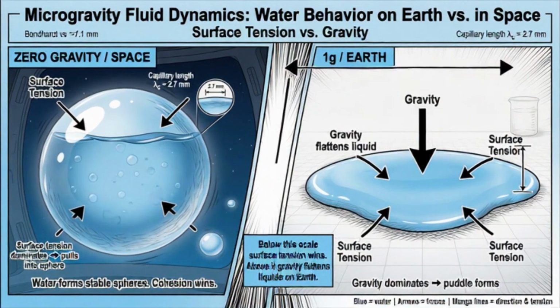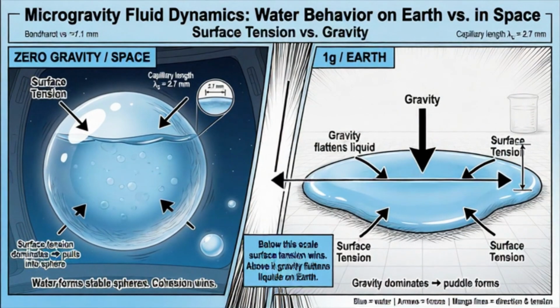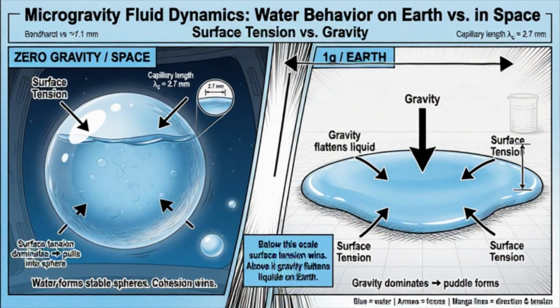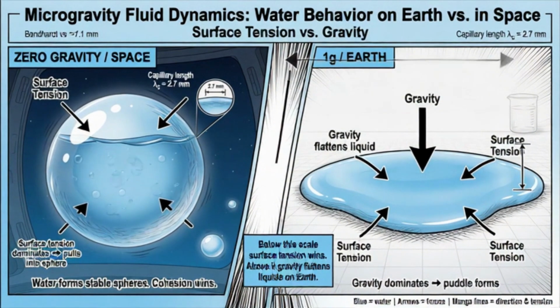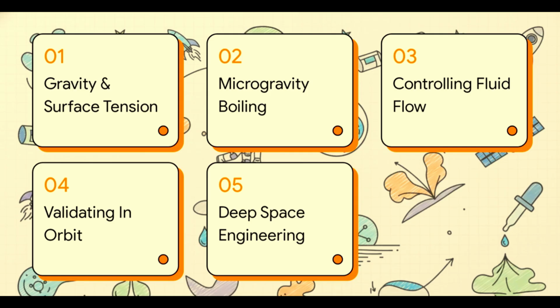Here's our roadmap for today. First up, gravity versus surface tension. Second, the microgravity boiling crisis. Third, controlling fluids with geometry. Fourth, validating theories in orbit. And finally, engineering for deep space. Let's get right into it.